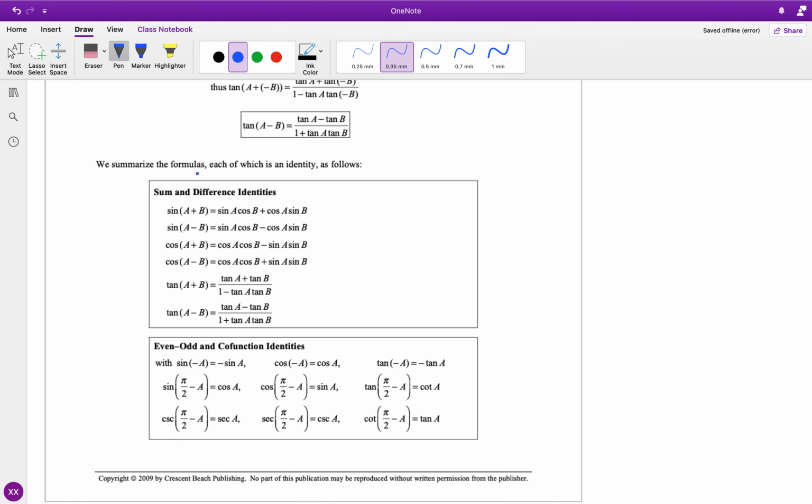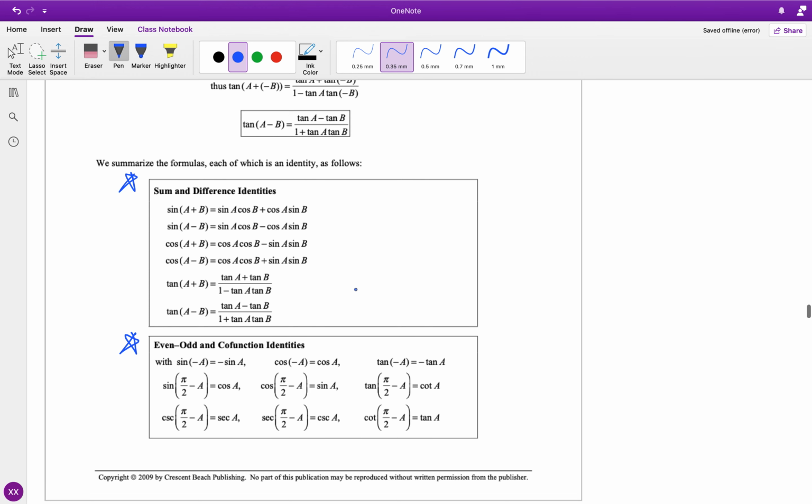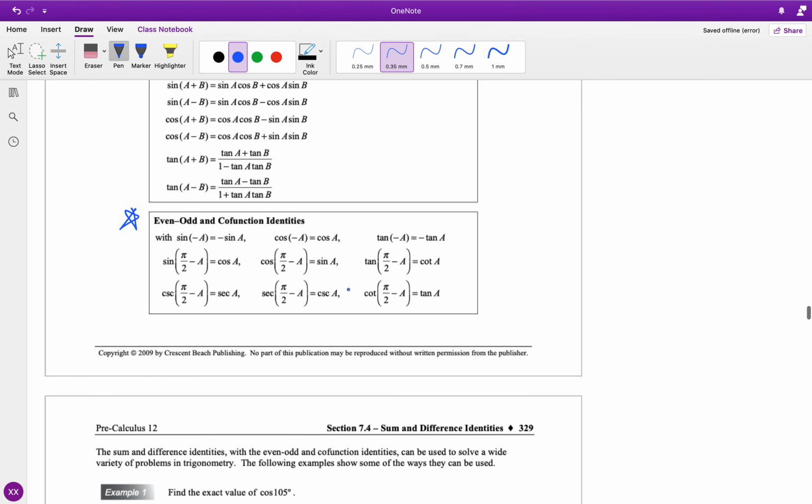These are the two parts in this section that you need to be able to use to solve problems. Now this is sine of A plus B, so that, subtract, cosine, cosine, tangent, tangent. And then this is called even and odd functions. We've mentioned this before. So sine of the negative angle equals negative sine of that angle. Now take a look at that.